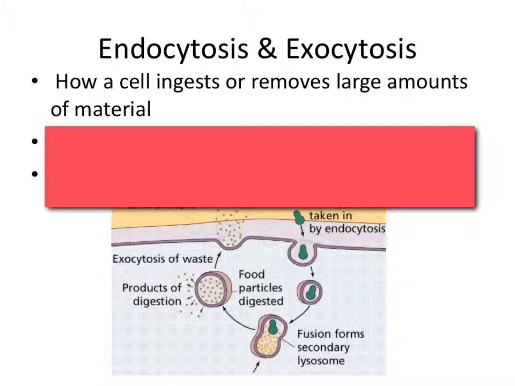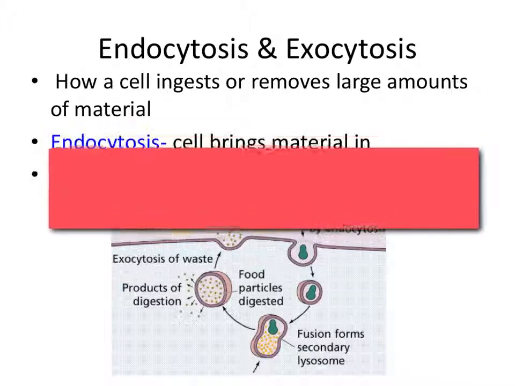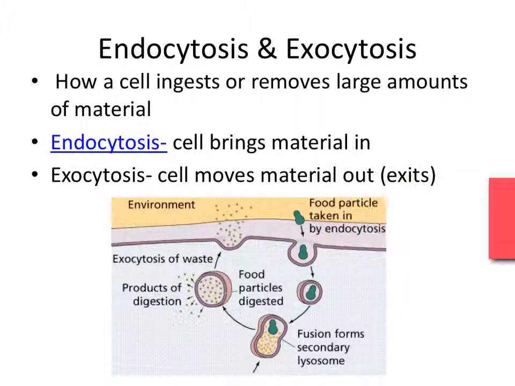The other example of active transport are endocytosis and exocytosis. This is how a cell ingests or removes large amounts of material, and it actually does this by surrounding and engulfing whatever it wants to eat or get rid of. So endocytosis is in. Endo means in, so this is when the cell is bringing material in. And exo, think exit, is when the cell moves material out of the cell.